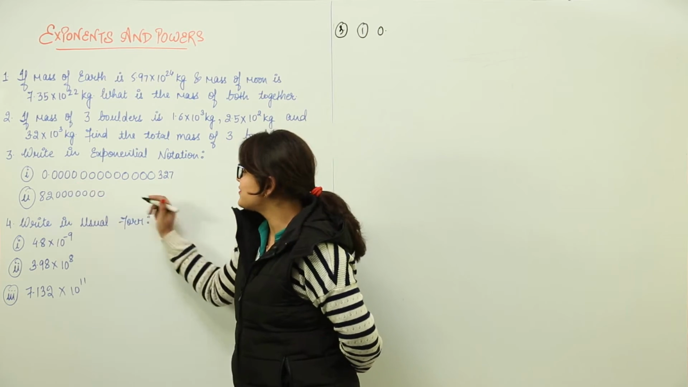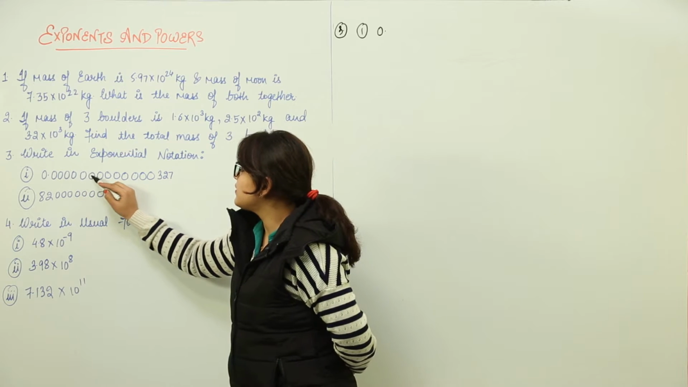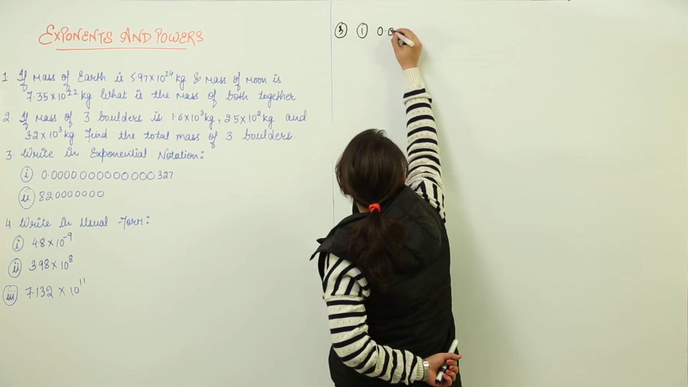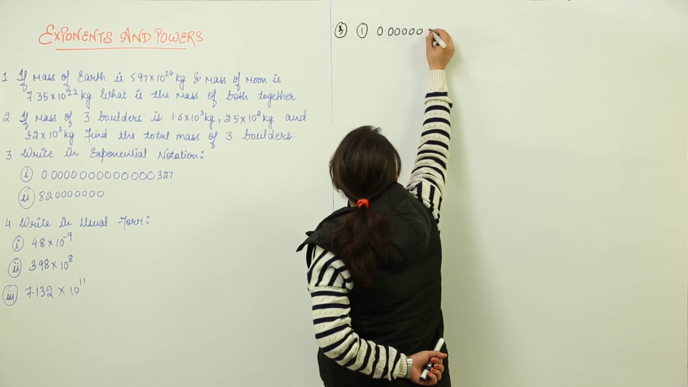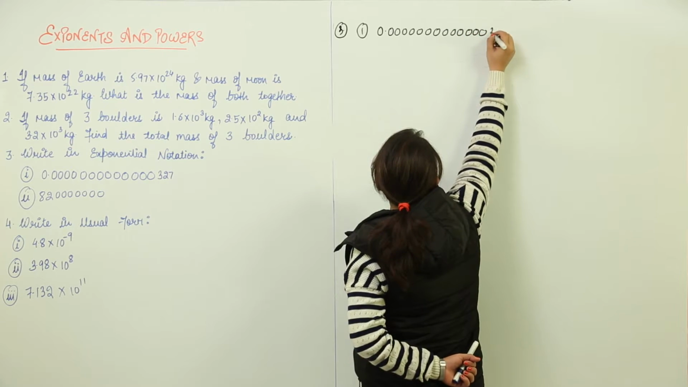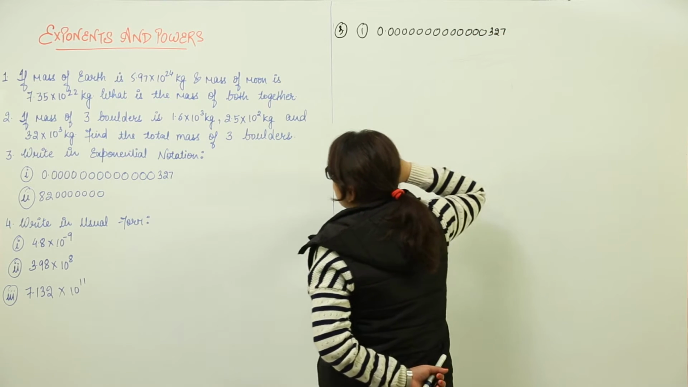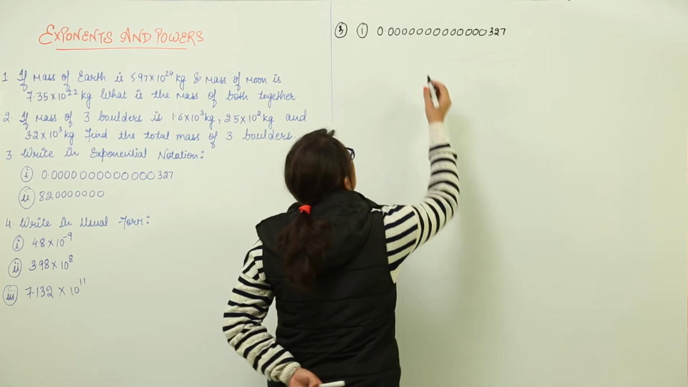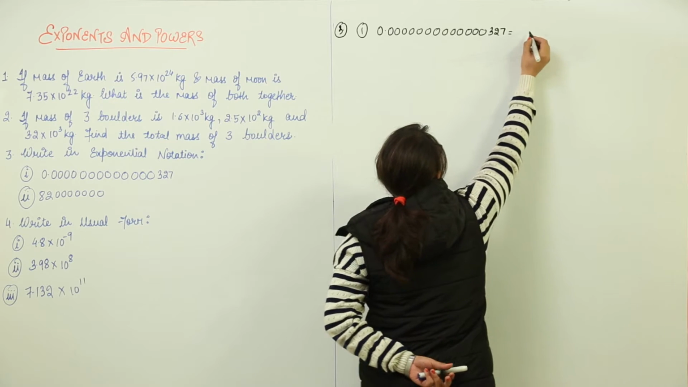Let us count the number of zeros. 1, 2, 3, 4, 5, 6, 7, 8, 9, 10, 11, 12, 13. 13 zeros, and then 3, 2, 7. Now we have to convert this to the exponential notation form. First of all, we will convert it to the fraction form.